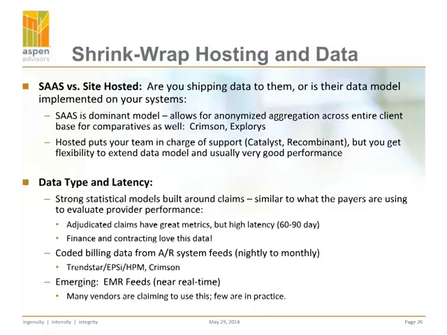Let me talk a little bit more about shrink wrap. Some of the other things you need to talk about is whether it's software as a service or site hosted. Are you shipping your data to them, or is their data model implemented in your systems? So software as a service is the dominant model right now. It allows for anonymized aggregation across their client base. So when Crimson or Explorys are talking about doing comparisons against their other customers for you to use in your population health analytics, it's because they're hosting all the data and they're able to run anonymized queries and get that out there.